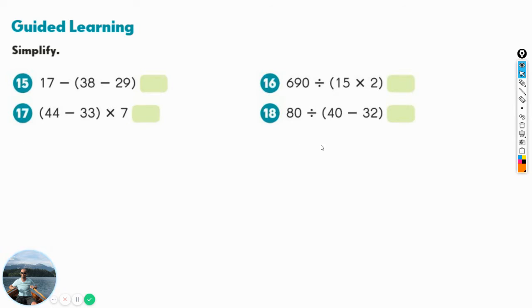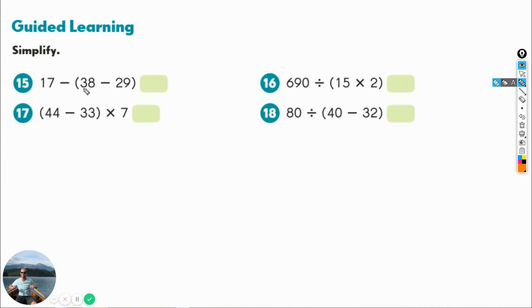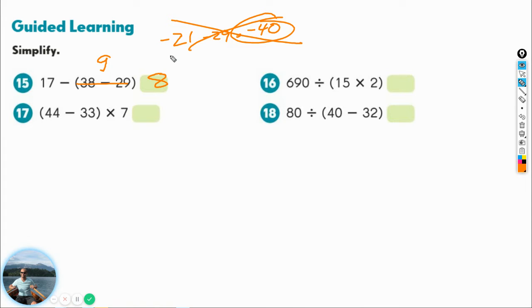I'm going to walk you through the first one, and then I'm going to leave you to do the rest. You can pause and solve, and then I'll pause and solve. In this case, I have 38 minus 29 in parentheses, so I'm going to do that before anything else. And I like to cross that out, and I'll get 9, and then I can do 17 minus 9 is 8. If I just went in order, 17 minus 38 would give me negative 21. Minus 29 would give me negative 40, and that would be all wonky. Okay, pause me and do the rest.